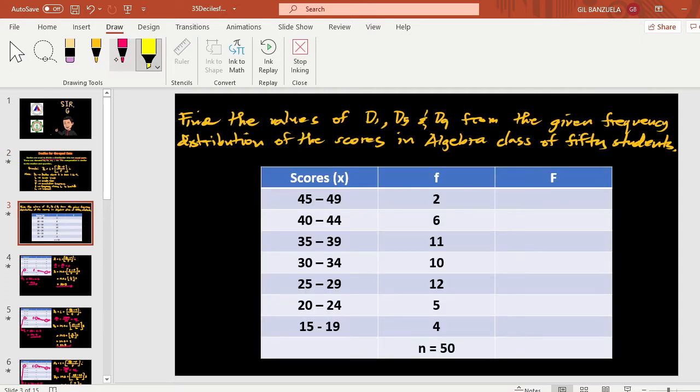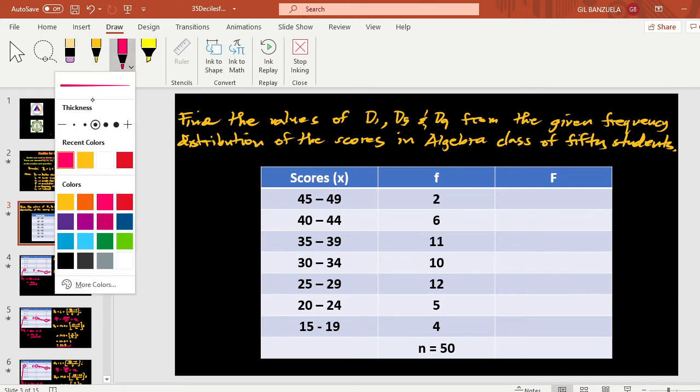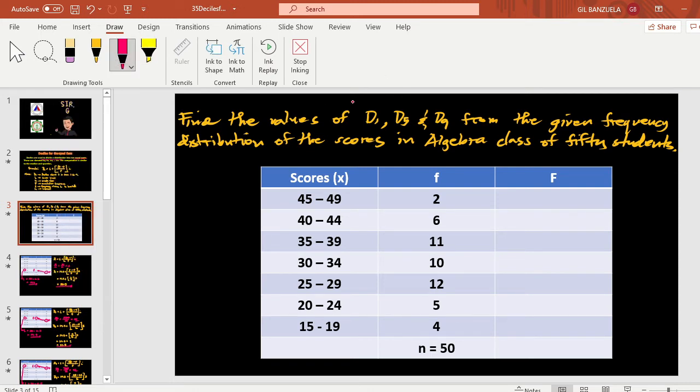Okay, let us have some exercise. In here, we are going to find the values of decile 1, 5, and 9 from the given frequency of the scores in an algebra class with 50 students. And here are the scores. If you could notice, the class interval is equal to 5, and here are the frequencies of scores.